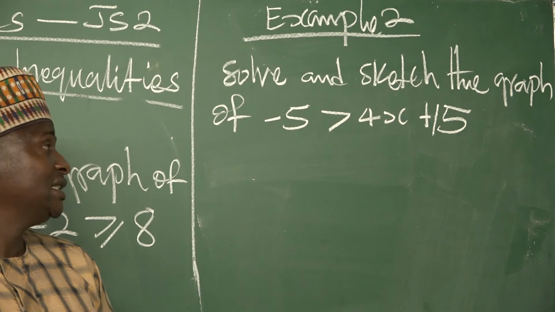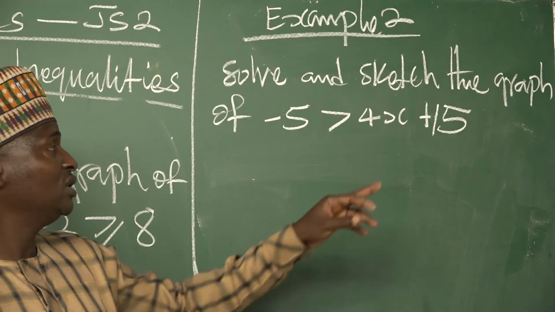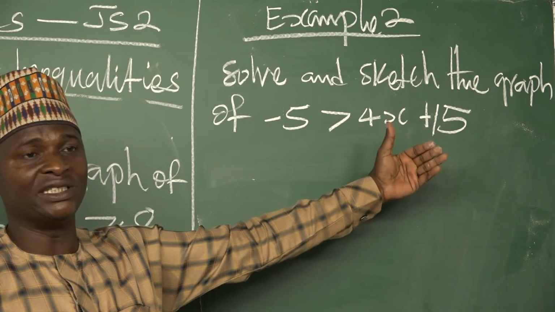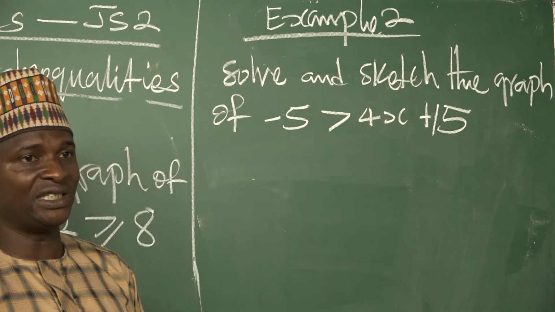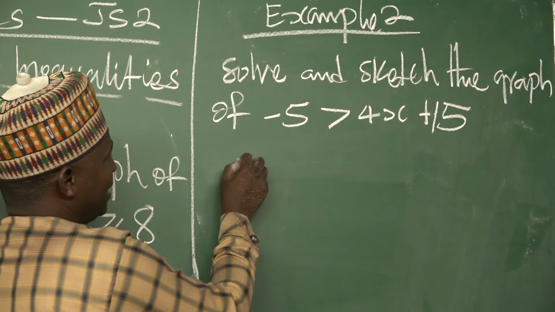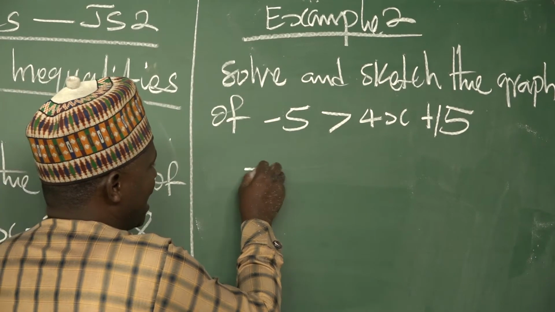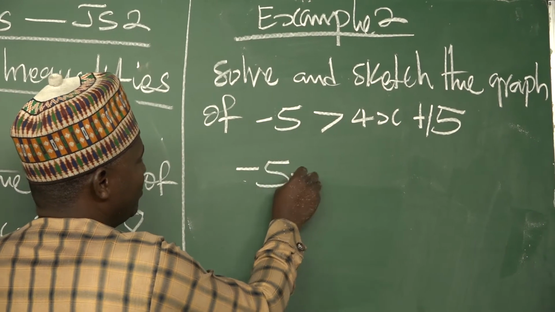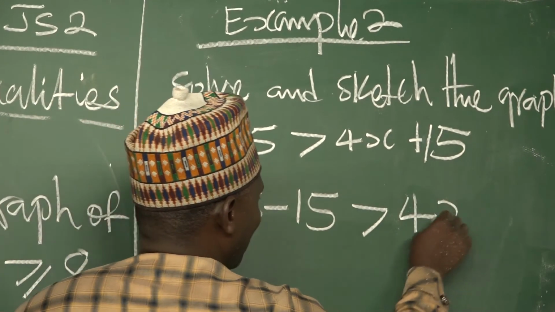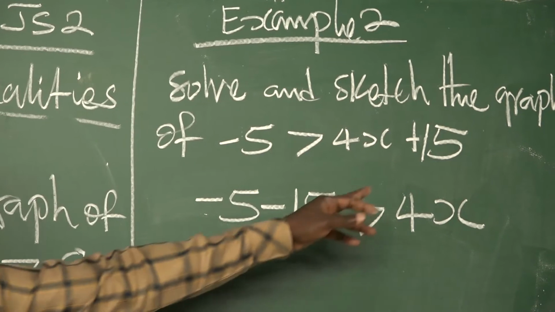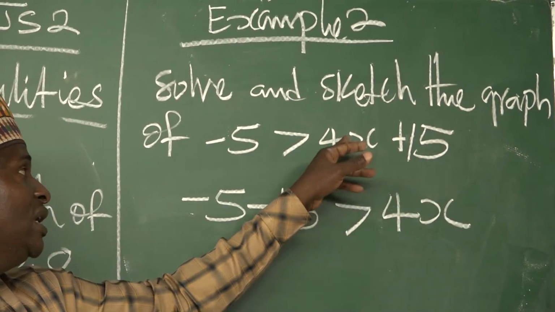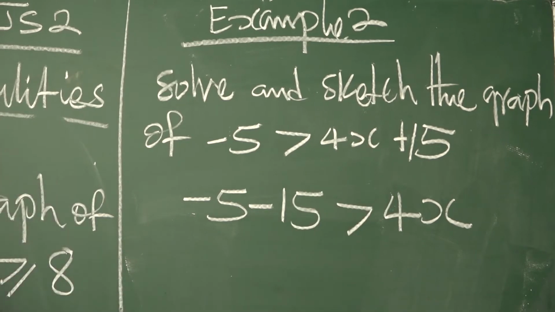So as usual, we are going to look for the additive inverse of plus 15, which is minus 15, and now subtract it from both sides. So we have minus 5 minus 15 is now greater than 4x, because 15 minus 15 will be nothing. Then we'll be left with only 4x on the right hand side.